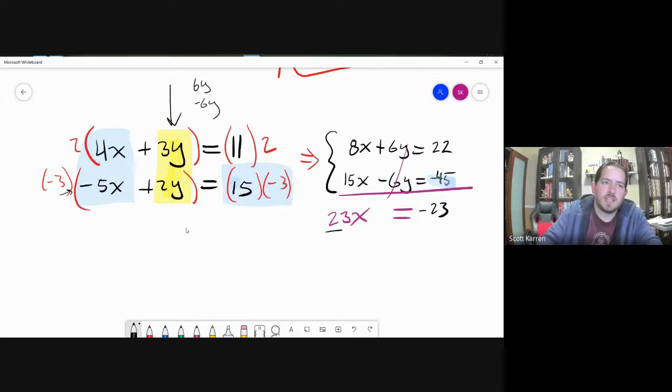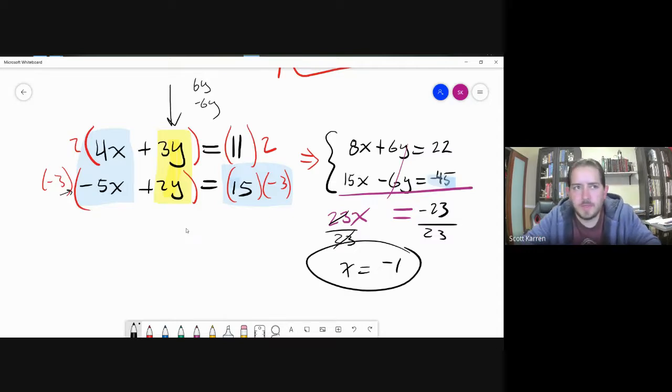Because if I divide each side by 23, I get x equals negative 1, right? And I'm halfway there. So it was a little work to set it up, but then again, it kind of falls together very nicely. Since x is negative 1, I can take that and plug it into an x value of one of the original equations. It doesn't matter which one. Do it to both. You should get the same answer.